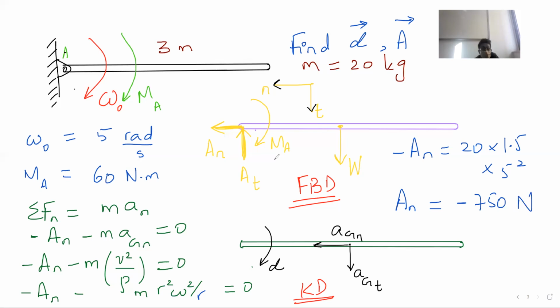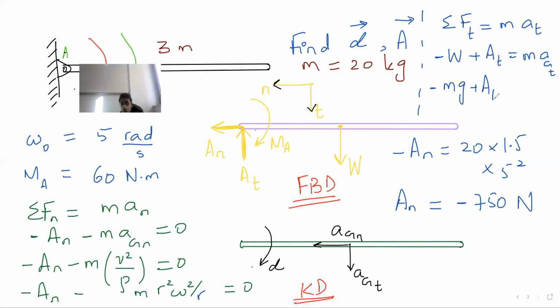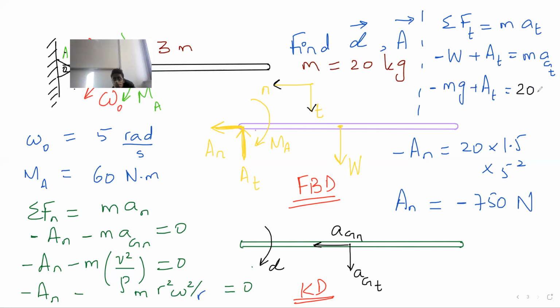Okay, now what about the second part? We have to do summation of forces in the tangential direction equal to M A T. So I will have, let's say, downward is negative, then minus W, then plus A T equal to M A T. And instead of A T, I should be careful here. I should put A G T. So minus mg plus A T equal to, what is mass? 20 kilograms multiplied by A G T. Now, what is the value of A G? It is alpha multiplied by R. That is R alpha.